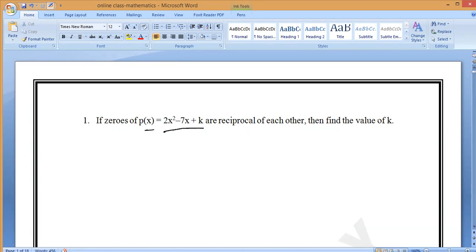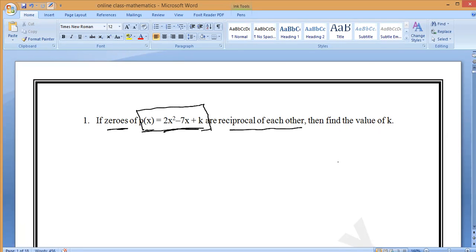What is the given data? P of x is equal to 2x squared minus 7x plus k. Here one polynomial is given, correct? Our polynomial function is 2x squared minus 7x plus k. And here one condition is given for the zeros. What is that condition? The zeros are reciprocal of each other.